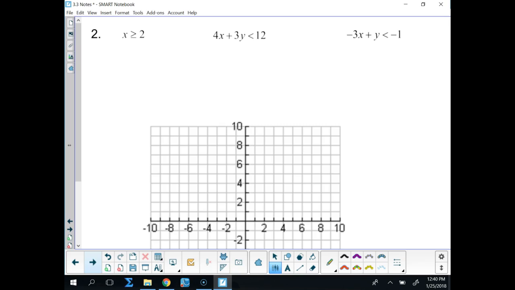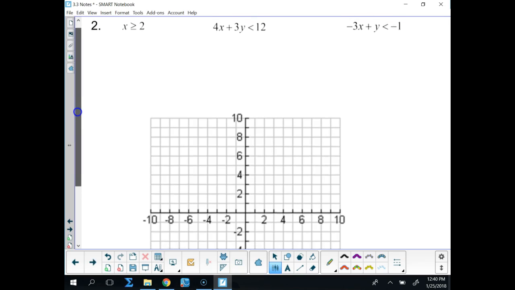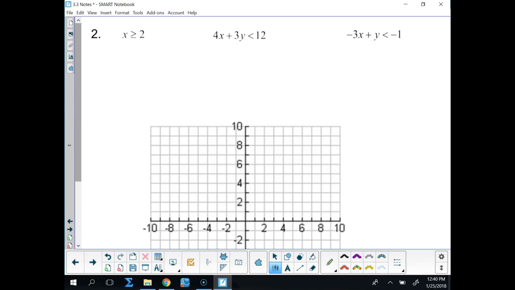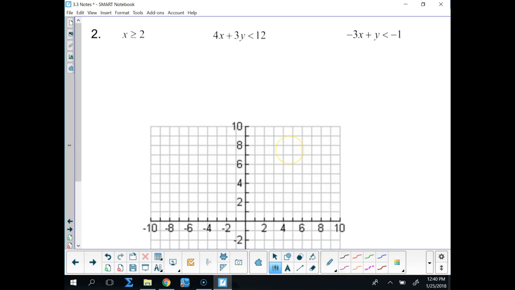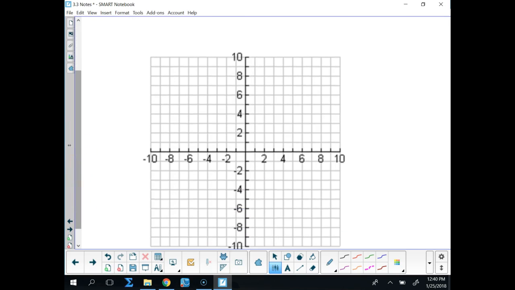So this was then number 2 on the back side. So first off, we start with x is greater than or equal to 2. Is that a solid or dashed line? That's a solid line. Okay? What kind of a line is it? It's a vertical line at 2, right? Okay? So that's going to look like that.